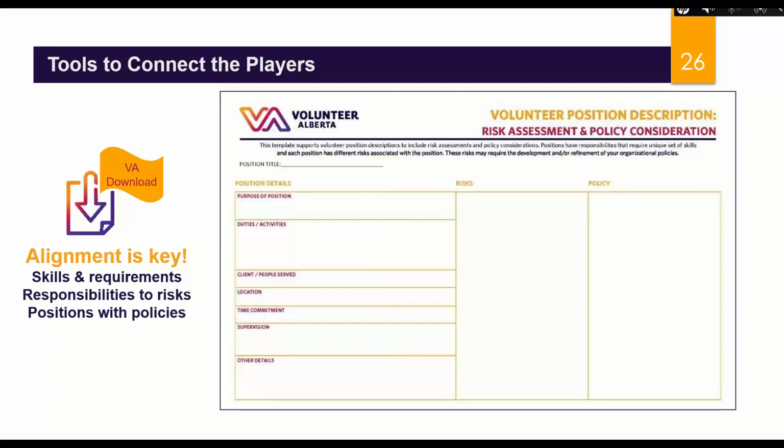So this tool is going to help you define various positions within your organization and the responsibility of your volunteers. It also provides space to consider necessary qualifications and other considerations, such as clients served or time commitment. And you want to be able to link those considerations to the risks and policies that you have assessed as well. Aligning volunteer positions with risks and policies is incredibly important, and it helps build a robust volunteer engagement program.